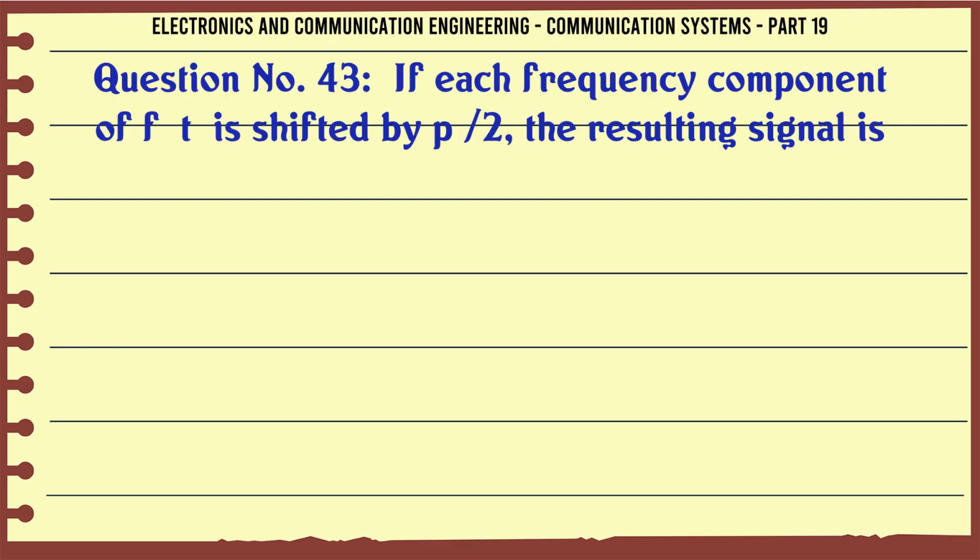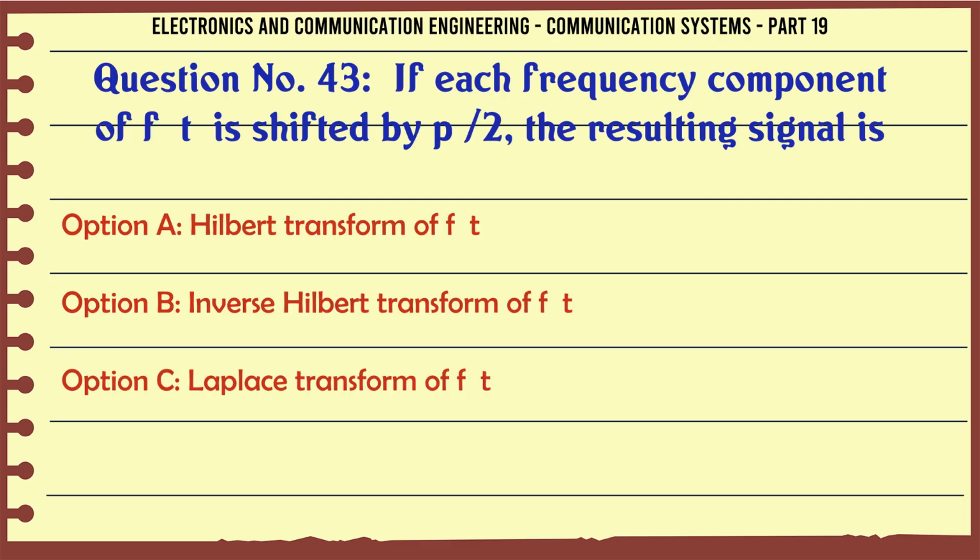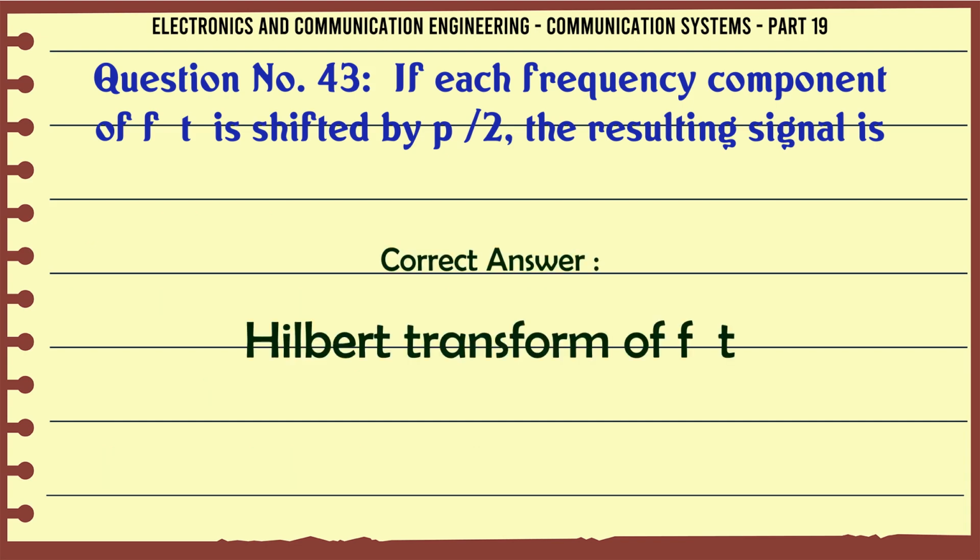If each frequency component of f(t) is shifted by π/2, the resulting signal is A. Hilbert transform of f(t), B. Inverse Hilbert transform of f(t), C. Laplace transform of f(t), D. Fourier transform of f(t). The correct answer is Hilbert transform of f(t).